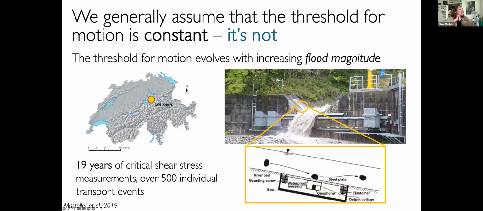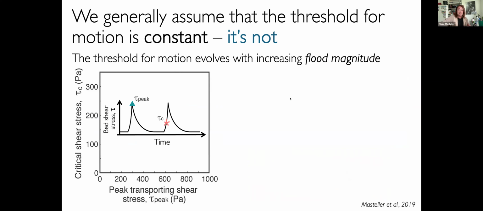The data set we used for this was incredibly unique because this channel is one of the most well-monitored streams in the world. There are over 3 decades of continuous bedload transport measurements that have been made here. There are geophones installed in the riverbed that can measure the individual impacts of bedload particles as they bounce by. We can use those impacts to identify the threshold for motion for individual transport events, and we did this using a 19-year record of over 500 individual events.